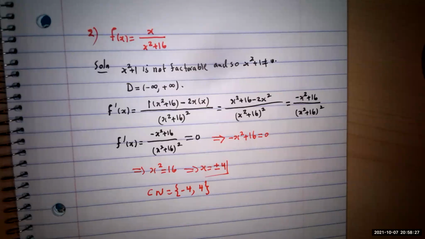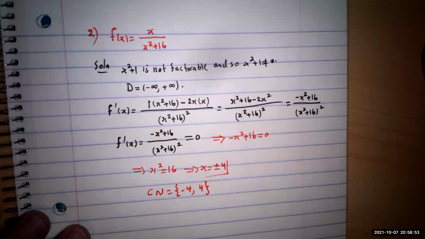I'm going to give another one for the quotient rule. Make sure that you understand it. Any question? The next step is to drop these back into the function. We get f of 4 and f of negative 4, then we test it. Eventually we'll find out that one of them gives us the minimum and the other gives us a maximum. Any question? So that's number 2.